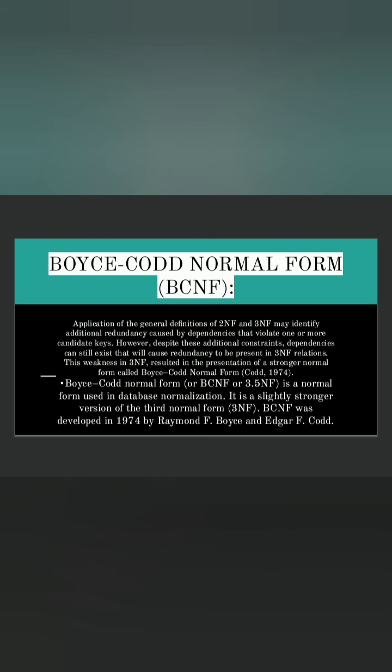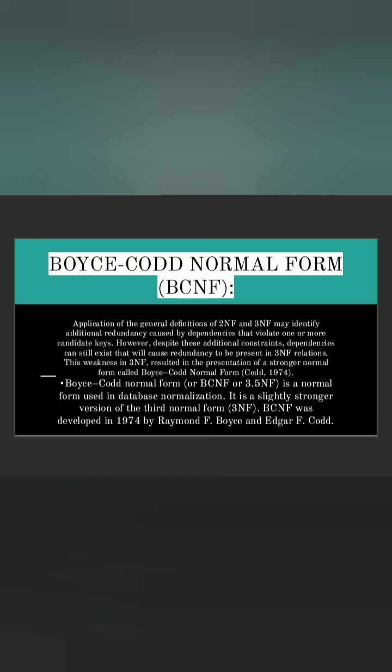Boyce-Codd normal form, BCNF. Application of the general definitions of 2NF and 3NF may identify additional redundancy caused by dependencies that violate one or more candidate keys. However, despite these additional constraints, dependencies can still exist that will cause redundancy to be present in 3NF relations. This weakness in 3NF resulted in the presentation of a stronger normal form called Boyce-Codd normal form.